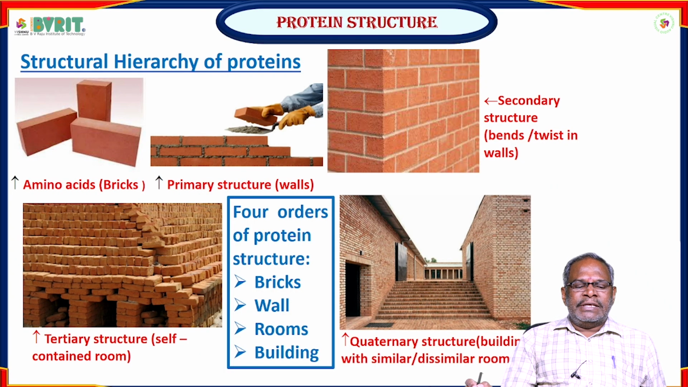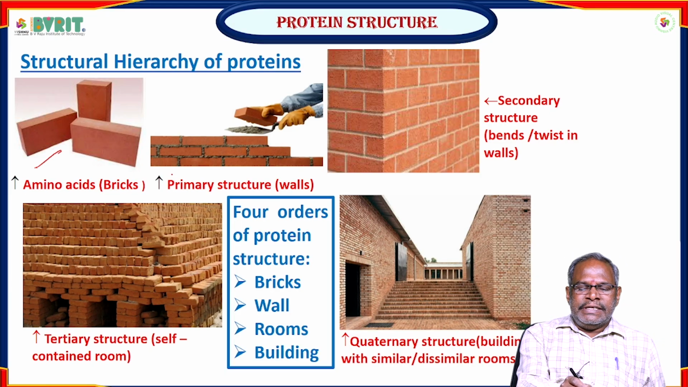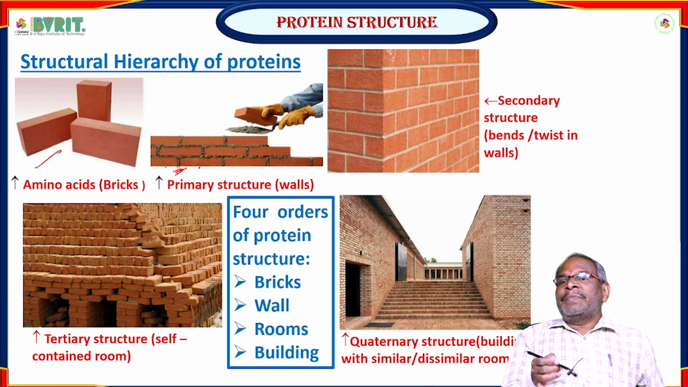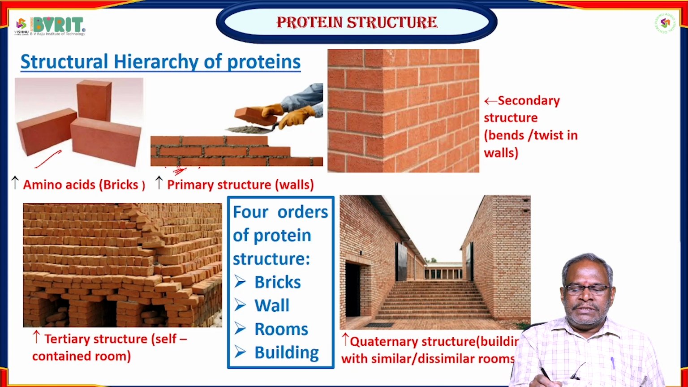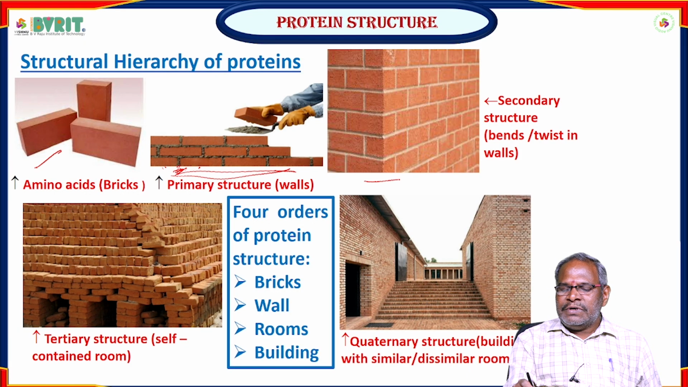Initially we started with amino acids. One brick is one amino acid. In the primary structure, the first brick is one amino acid and the second brick is the second amino acid. The link between them is called the peptide bond. The wall arrangement is the primary structure. In the secondary structure, there are bends and twists. Observe this bending, the bending or twist in the secondary structure of the protein.